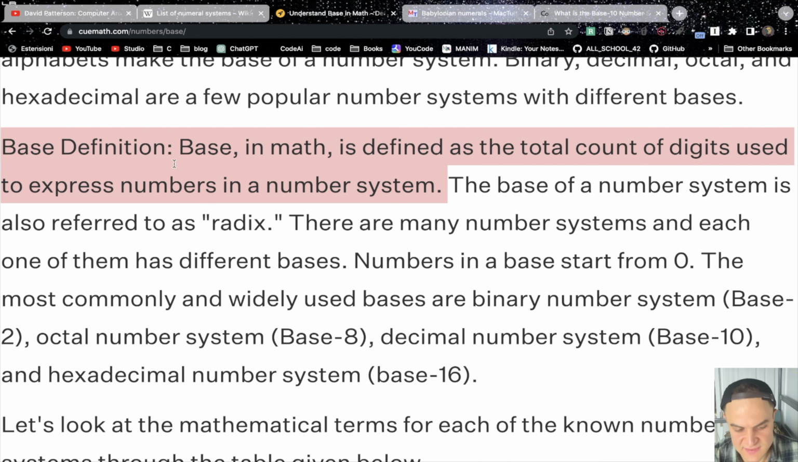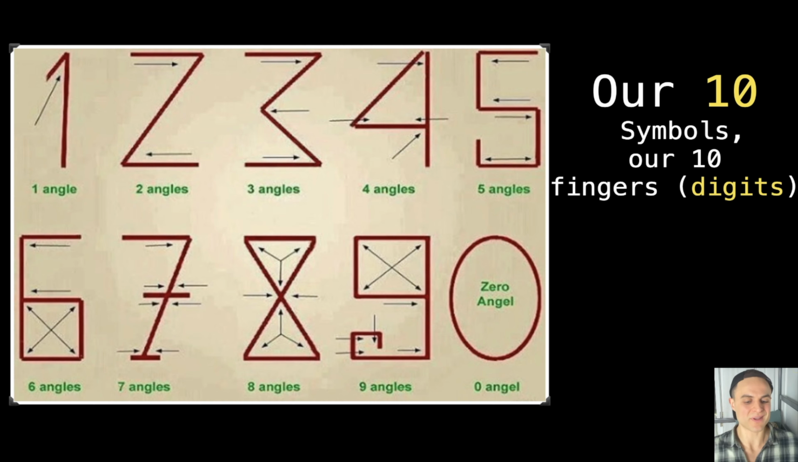Okay, so for a base definition, we have this one, which is the best. Base in math is defined as the total count of digits used to express numbers in a number system. That's perfect. That's exactly what a base is. So in our system, we have these 10 digits, these 10 symbols that, as you can see, are not totally arbitrary. You see the number 1, the drawn 1 has 1 angle, the number 2, 2 angles, the number 3, 3 angles, and so forth. Basically, every symbol, every drawing carries a specific value, and this value is given by the angles.